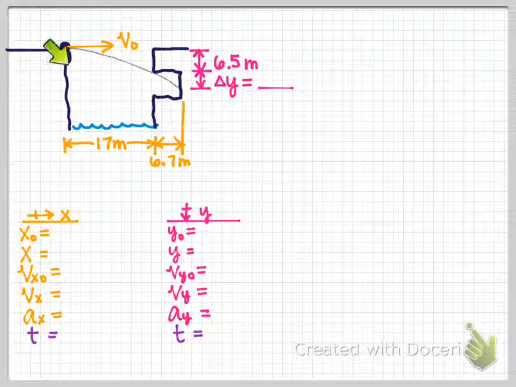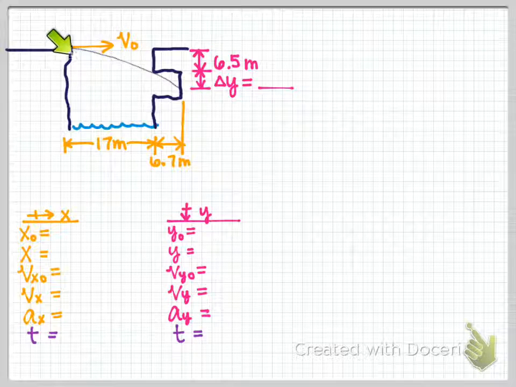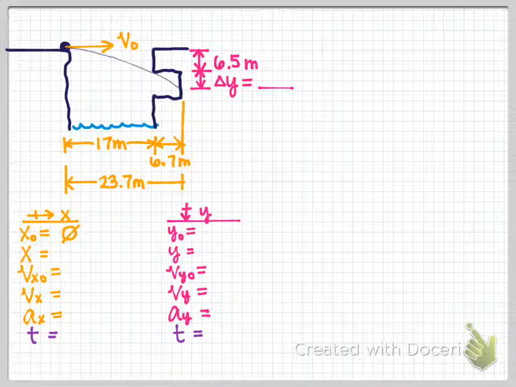Okay, we're still going to say that our initial position is right here, and our initial positions are both 0 in the x and the y direction. But it's the final x that is different this time. It's no longer 17 meters. It's the 17 meters plus the 6.7 meters, which is the depth of the cave. And so that total is going to give me 23.7 meters for my x.